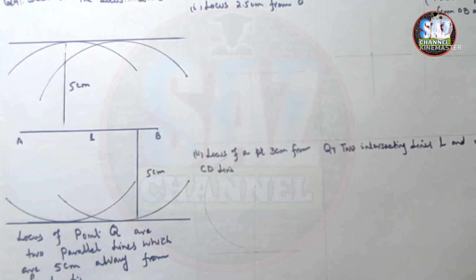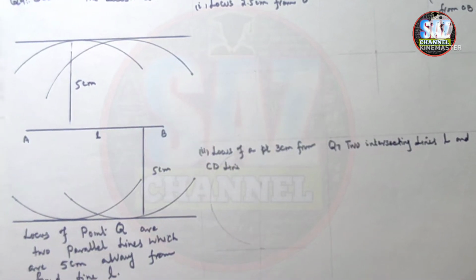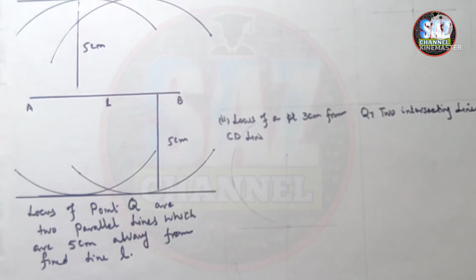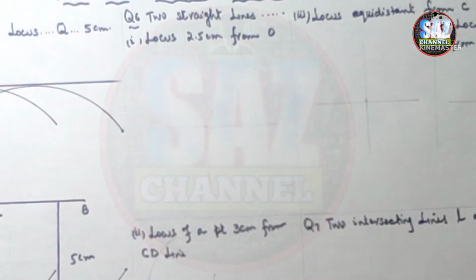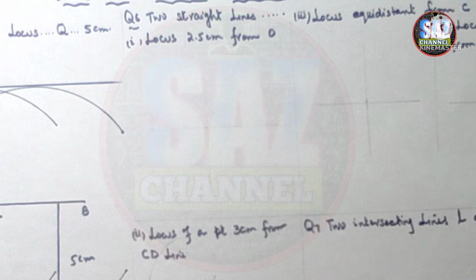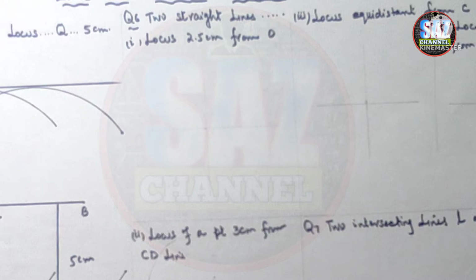Okay, moving to the next part, question number 6: two straight lines AB and CD intersect at right angle, and at point O we have two straight lines meeting each other, making a 90-degree angle at point O. Draw each of the following using a separate diagram. Like in the first part, we have to construct the locus of point 2.5 centimeter from O.